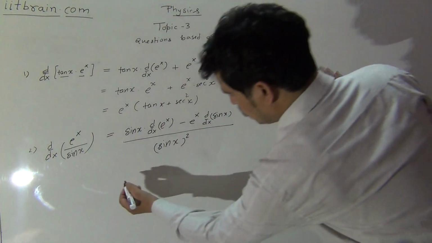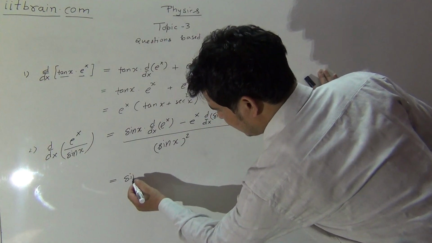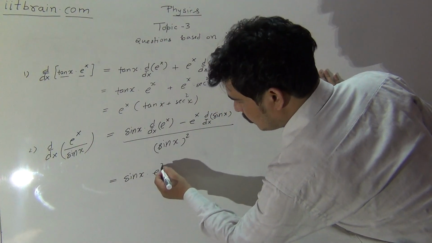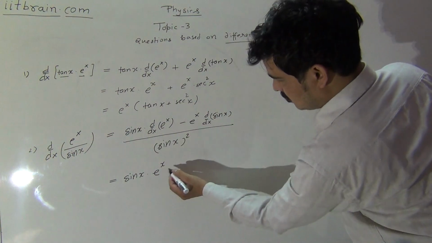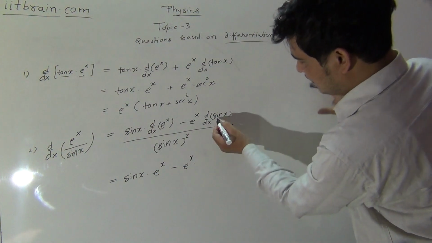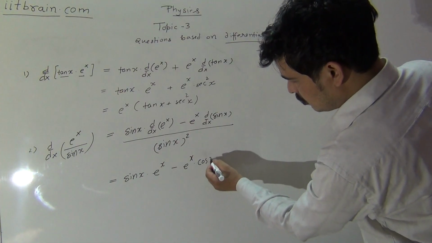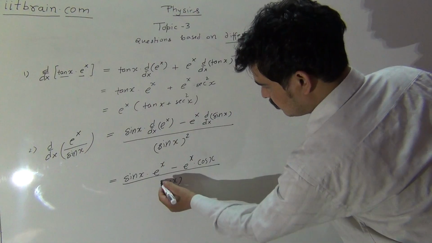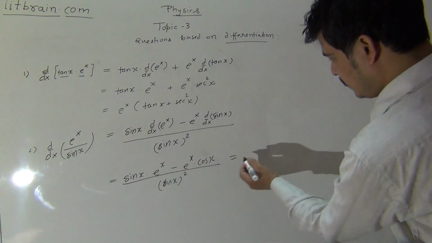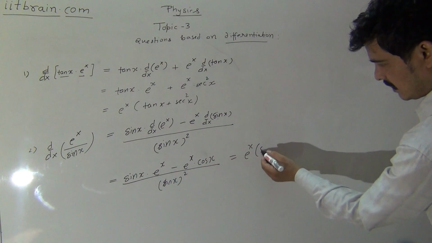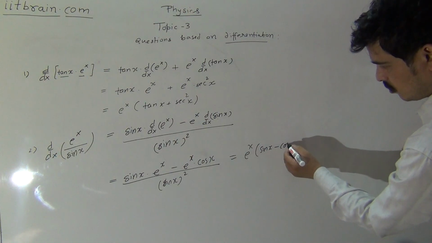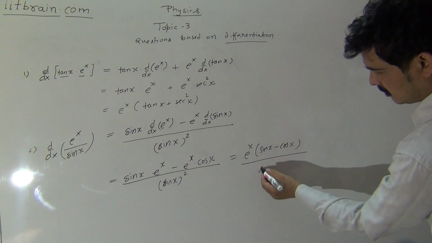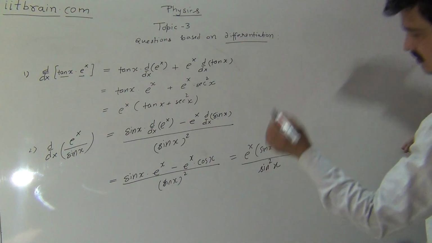Now on applying the formula to all the terms, you will get sin x into e to the power x. E to the power x differentiation is e to the power x, minus e to the power x, and differentiation of sin x is cos x, and divided by square of sin x. So final answer will be, take e to the power x common, you will get sin x minus cos x in a bracket, e to the power x divided by sin square x.